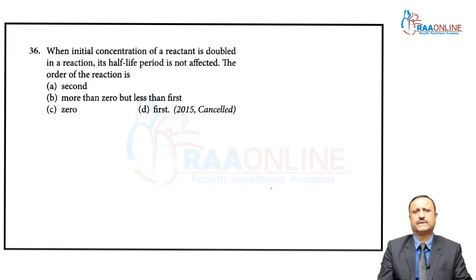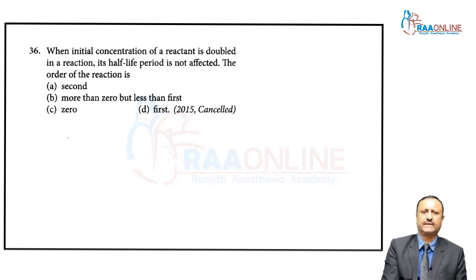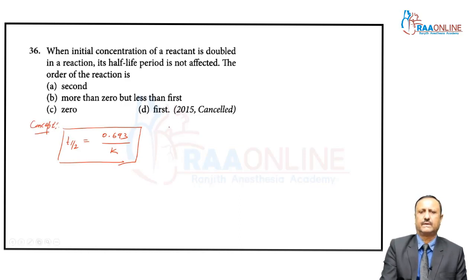Now we can go to question number 36. Here, my dear students, when the initial concentration of the reactant is doubled in a reaction, its half-life period is not affected. The order of reaction is? You can see in the previous question, number 35, T half is equal to 0.693 upon k. This is the formula for a first order reaction. Now see the concept. In a first order reaction, k is equal to 2.303 upon T half log A upon A minus x.